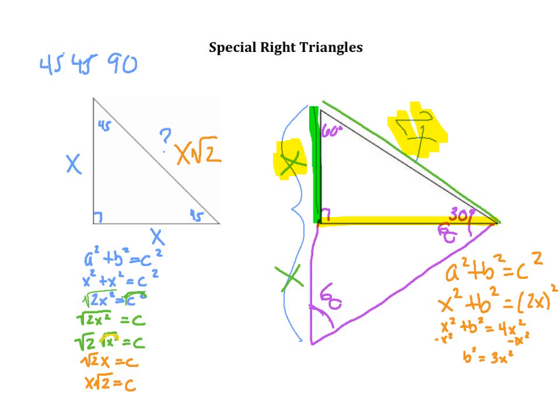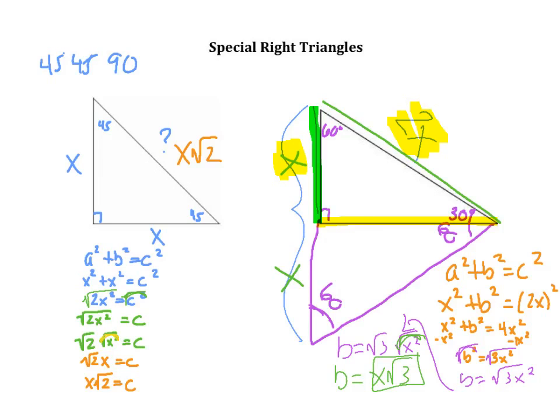Now I need to take the square root of both sides. So the square root and the squared cancel out. I'm left with b equals the square root of 3x squared. I'm going to finish the problem over here. So b equals the square root of 3 times the square root of x squared. The square root and the squared cancel out, so I'm left with x square root of 3.